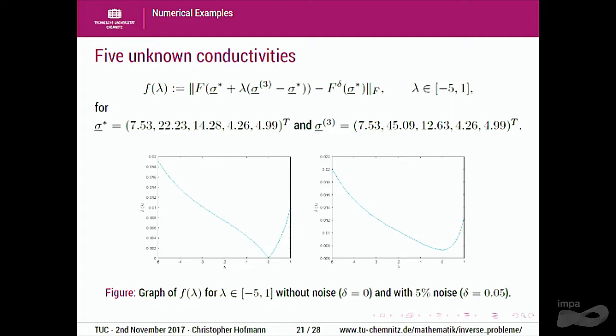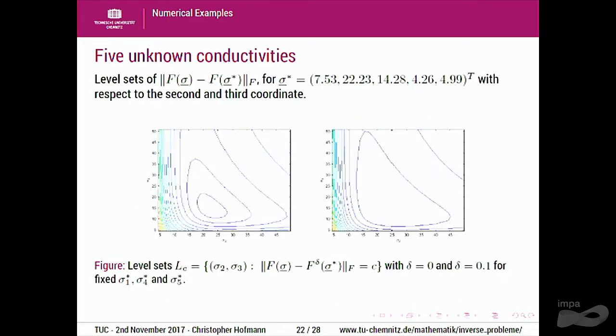To further investigate this behavior, we looked into level sets of these functions. Obviously, we can't show pictures of 5-dimensional level sets, so we kept 3 components fixed and looked at the remaining 2, with some sigma star given here. The 4th, the 5th, and the 1st component are fixed, and the 2nd and 3rd you can see here. This is noiseless, and this is with added noise of 10%. So what we assumed again was that there would be a local minimum here or here, which is then not the case.